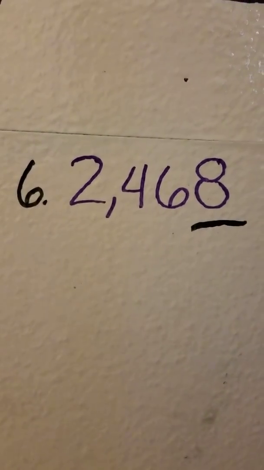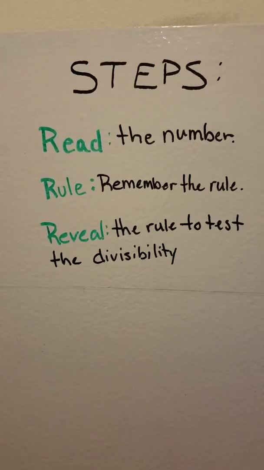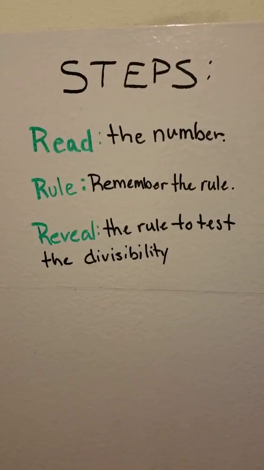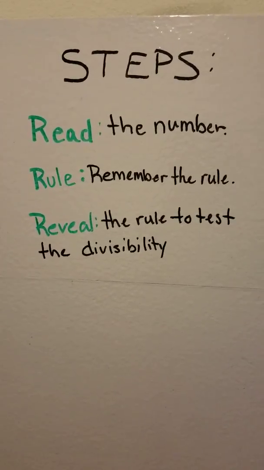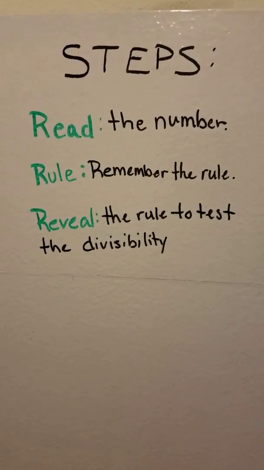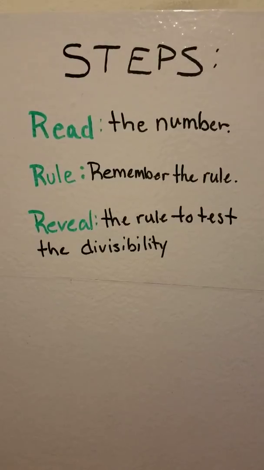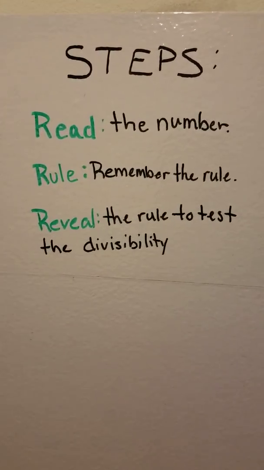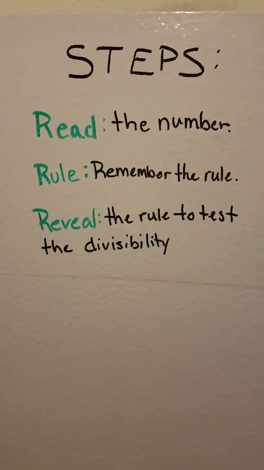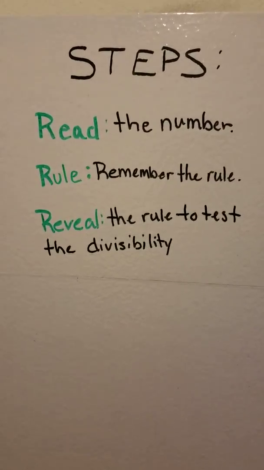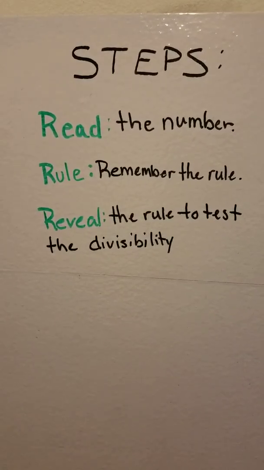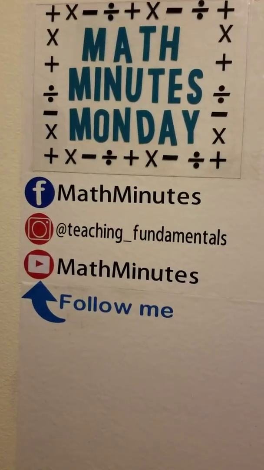Just to review our steps, remember you want to read the number, remember the rule, and lastly, reveal the rule to test the divisibility. If the rule is not used, that means it's not divisible by the number that we are checking. Earlier we had the number 303, and that did not end in 0, 2, 4, 6, or 8, so we knew that it was not divisible by the number 2.